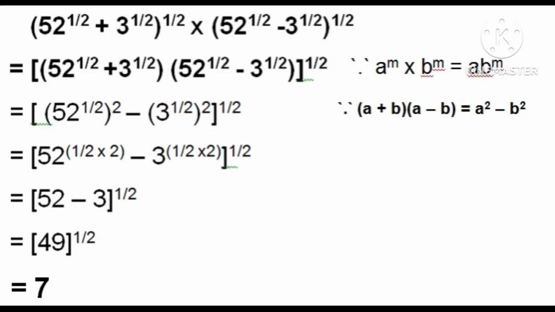First use the formula a raised to m multiplied by b raised to m is equal to a b raised to m. Then use formula a plus b multiplied by a minus b is equal to a square minus b square. Then expression becomes 52 minus 3 raised to 1 upon 2. This means square root of 49 equal to 7, therefore final answer is 7.